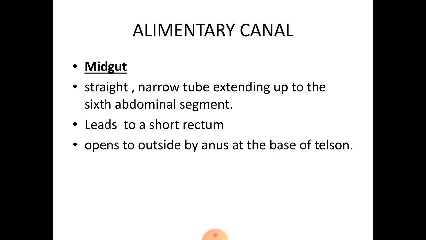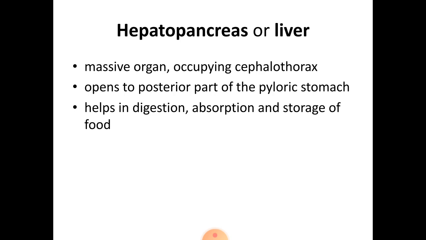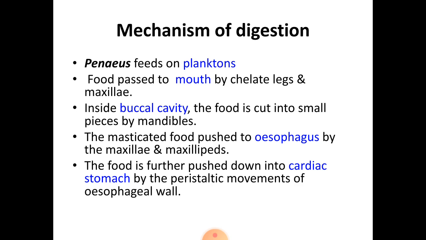The midgut is a straight, narrow tube extending up to the sixth abdominal segment and leads to the rectum, a short rectum, and opens to the outside by the anus. The rectum and anus belong to the last part, that is the hindgut. It opens at the base of the telson. The hepatopancreas or liver is a massive organ occupying the cephalothorax. It opens into the posterior part of the pyloric stomach. It helps in digestion, absorption, and storage of food.